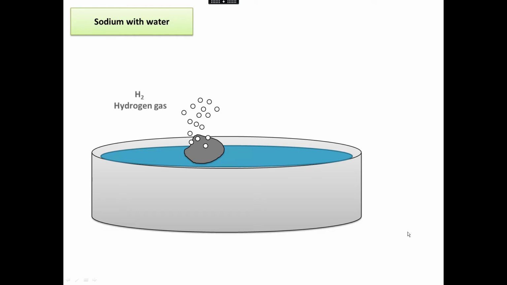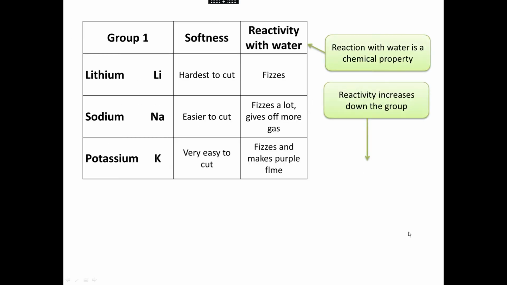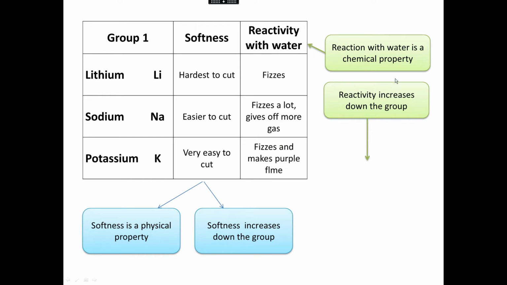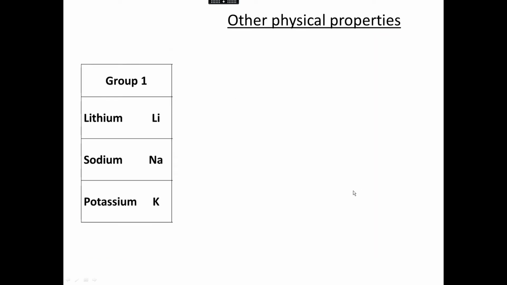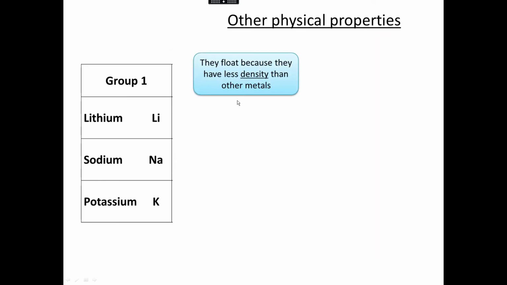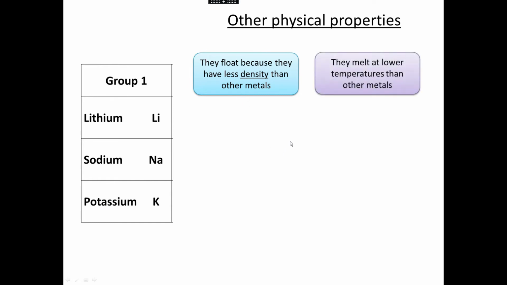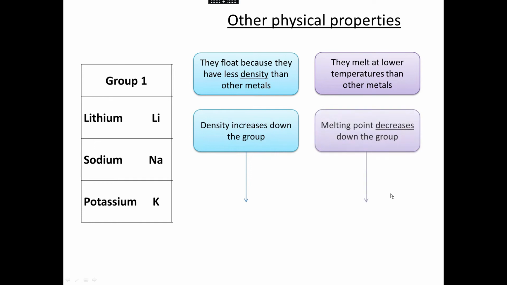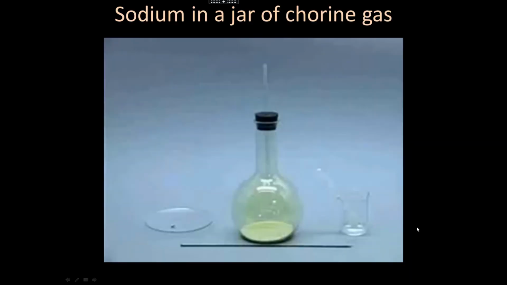Right, now then, moving this along, what other properties? Oh yeah, the reaction with water is a chemical property, whereas being softer and easier to cut is a physical property. What other properties are there of group 1? They are less dense than other metals, so less dense than transition metals. They have lower melting points than other metals, so their physical properties are a bit different to transition metals. We didn't need to worry too much about the trend standard group for this topic, but you do need to know it for your trilogy.